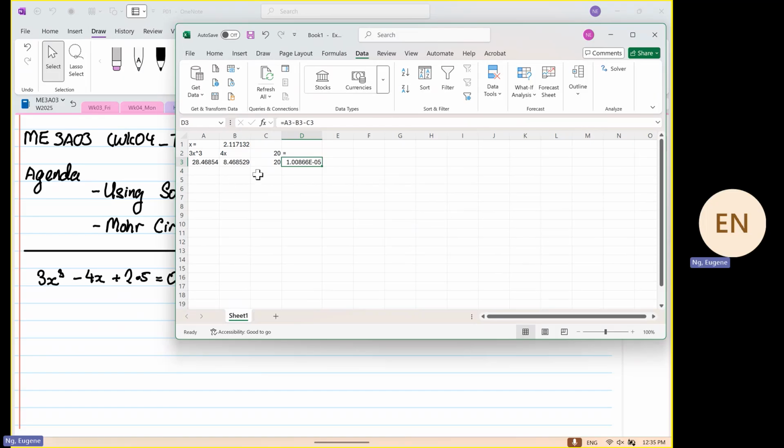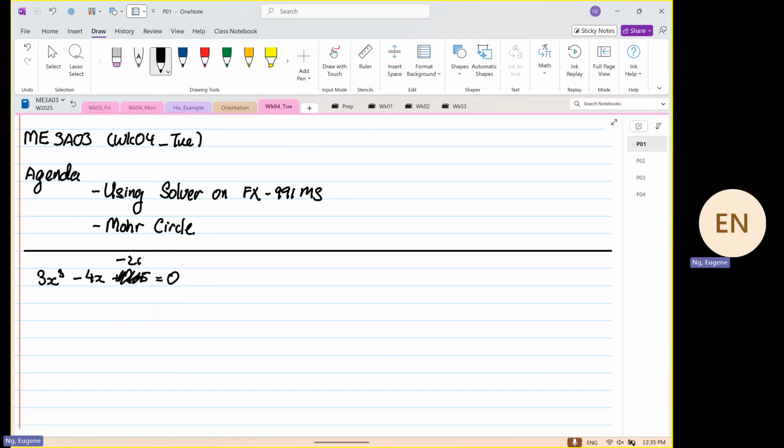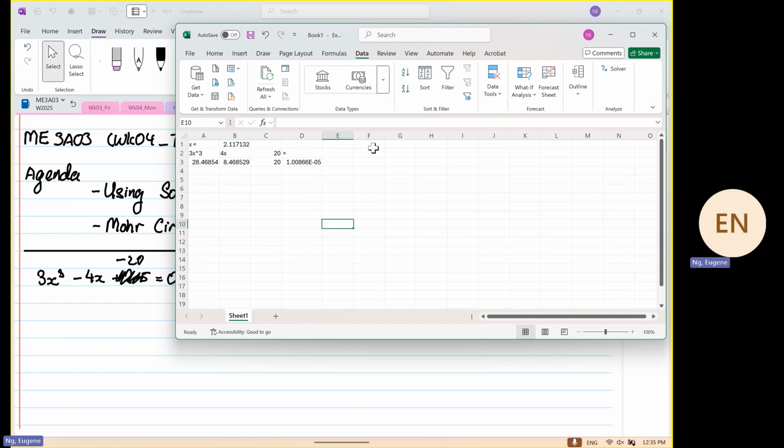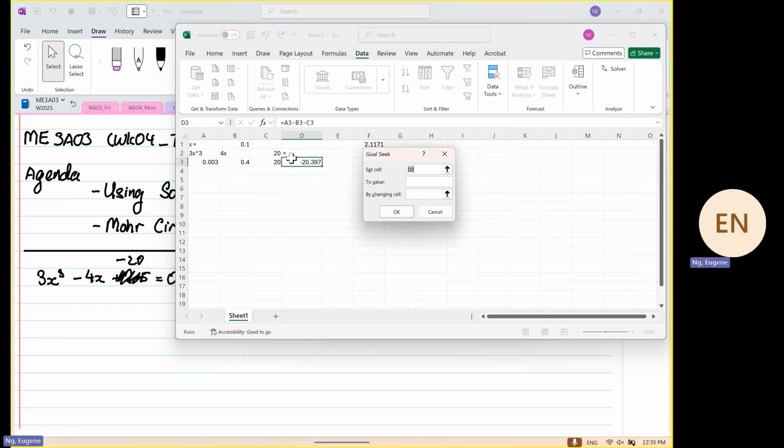Okay, so what did we change? We changed the equation over here to be minus what? 20. Okay, so if you substitute everything into there, okay, I'll do it again. So 2.11 is the answer. So I will do it again. So let's say we start from 0. 0 is not good. Start from 0.1. Okay, so again, I'll show you what if goal seek. This value over here must be equal to 0 because your equation states that it has to be equal to what? 0. And by changing x, you click over here and there you go.